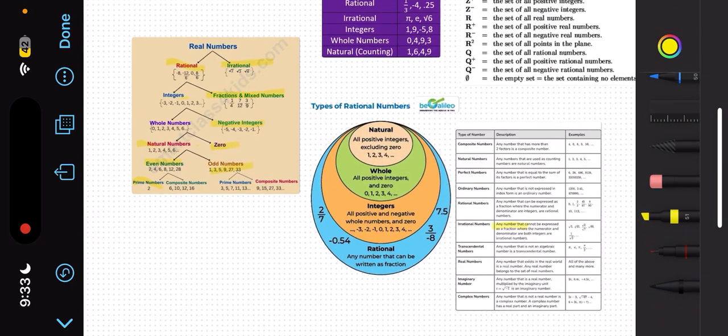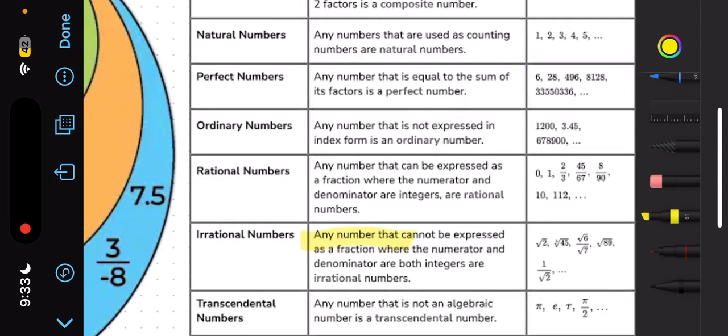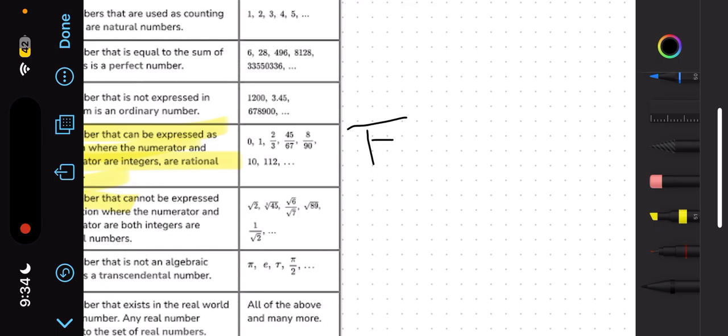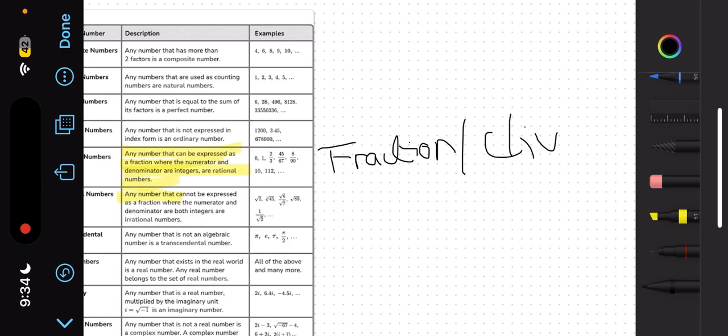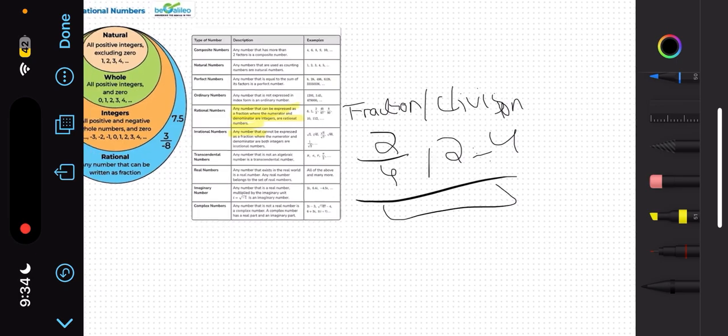Okay, we also have a definition here to make things easier. Here we can see that any number that can be expressed as a fraction where the numerator and denominator are integers are rational numbers. Before starting that, what is a fraction? Those who don't know, fraction is like division. For example, 2 upon 4, and in division it will be 2 divided by 4. These both mean the same.